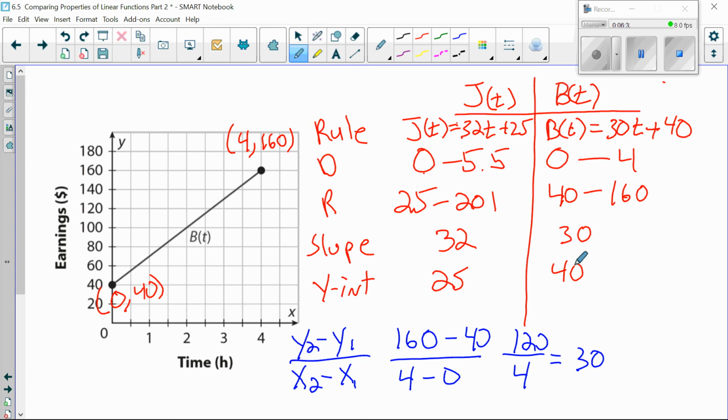So now we can compare the two here. It looks like in the first job here, he works more hours, with 5.5, and it looks like he made more money. In the J of T function here, his initial fee is lower, but his per hour rate is more. Okay, so this is what you could do with these functions. You take a look and you can compare them to each other.